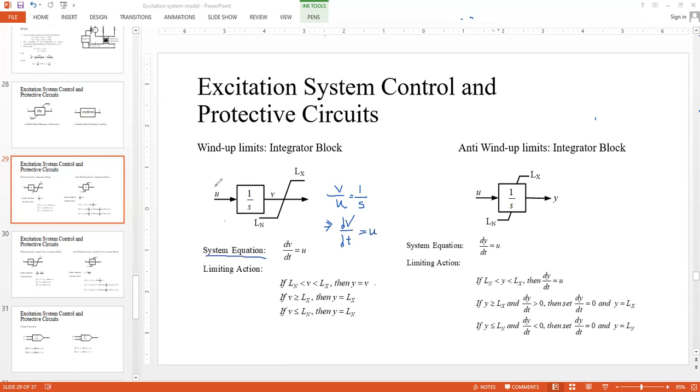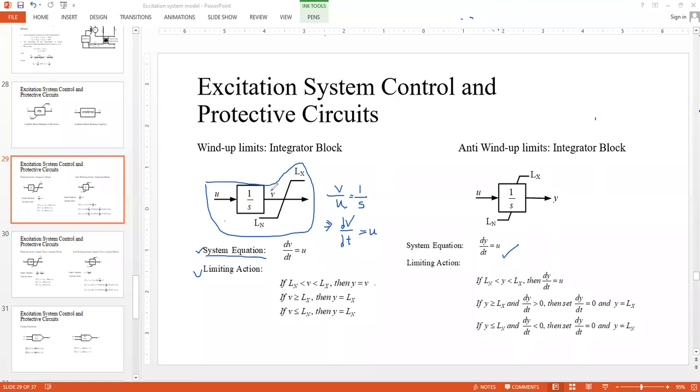This is what we mean by system equation. That means we are trying to solve this block and relate the output and input variables. In this manner, we can achieve the system equation. Now, how will the limiting action be imposed? Let's see.